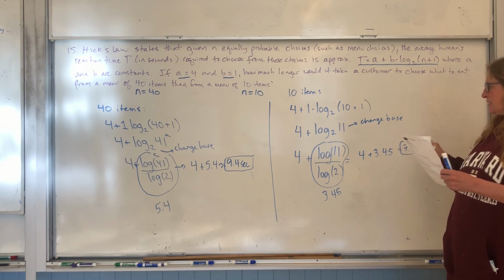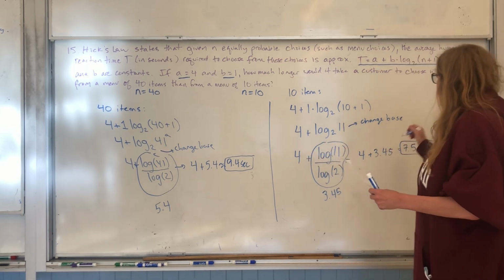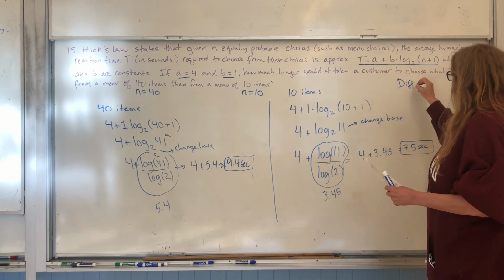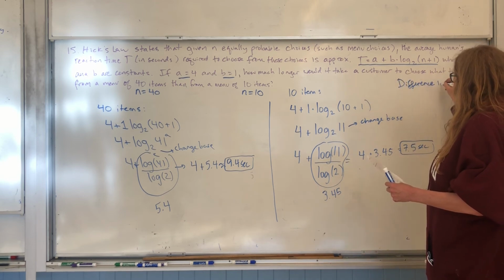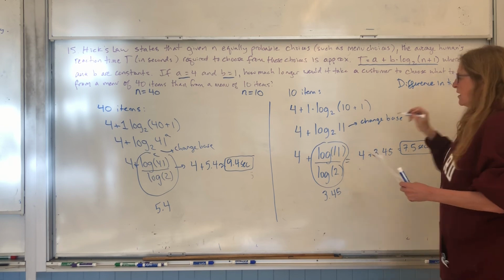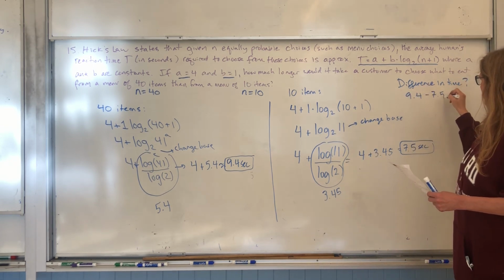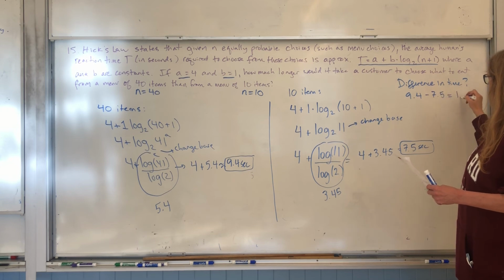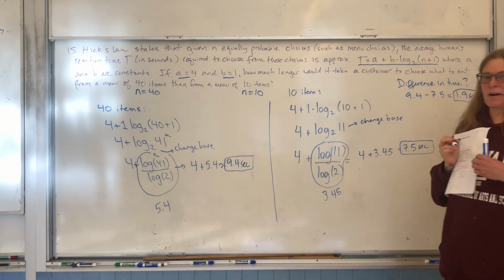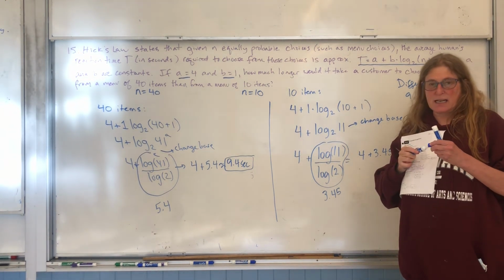Okay guys, they want to know the difference. What's the difference in the time it takes? Well, it's 9.4 minus 7.5, which is approximately 1.9 seconds. It takes 1.9 seconds more to choose from 40 items than 10 items.